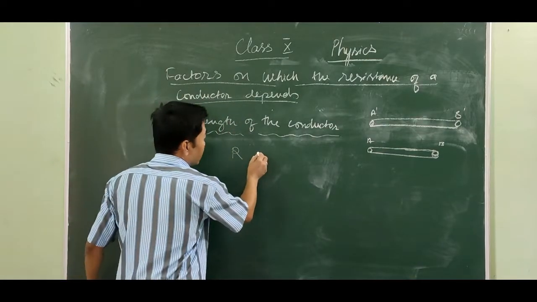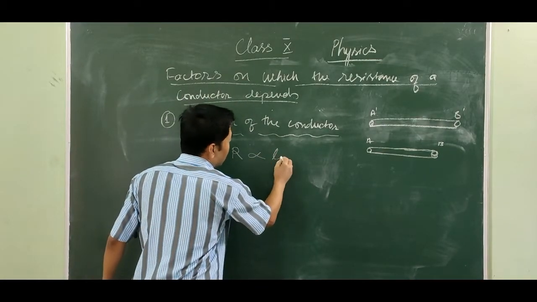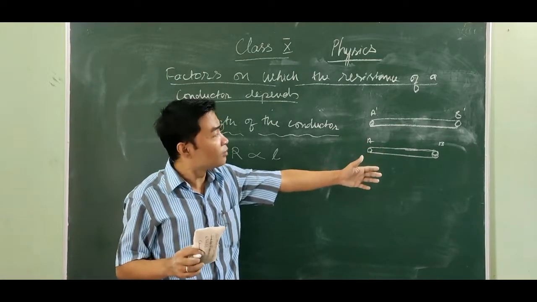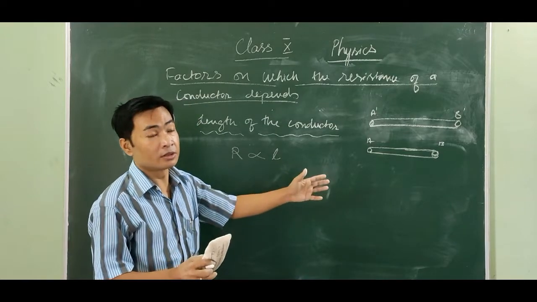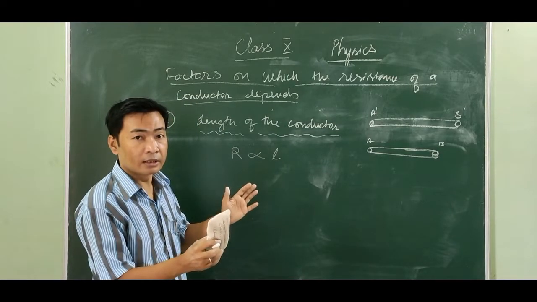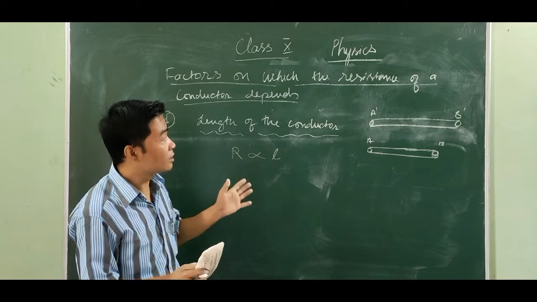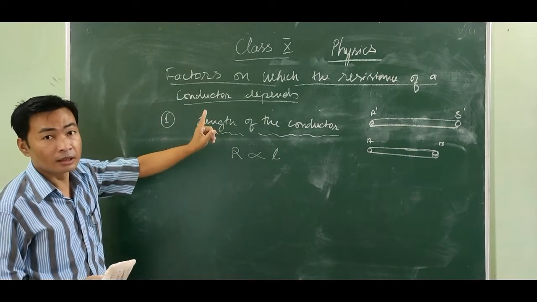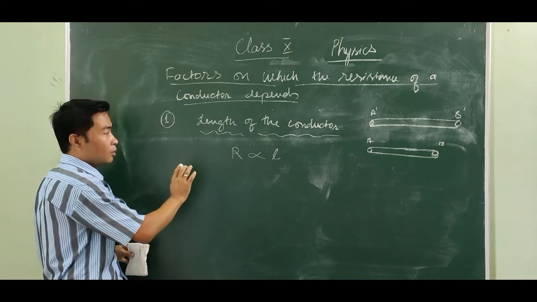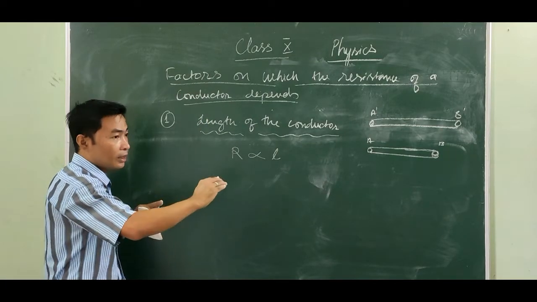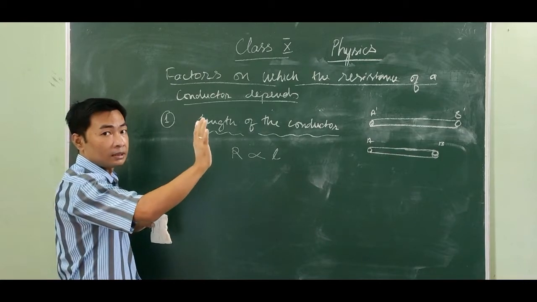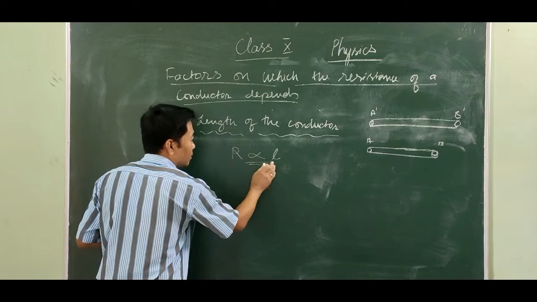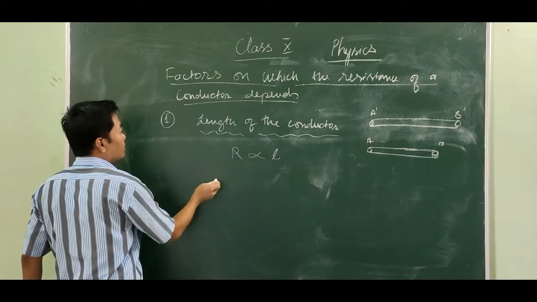So resistance is directly proportional to the length of the conductor, which means the longer the length of the conductor, the more the resistance. The shorter the length of the conductor, the less the resistance. So if you keep increasing the length, the resistance keeps on increasing. If you decrease the length, the resistance will decrease. It is directly proportional to the length.